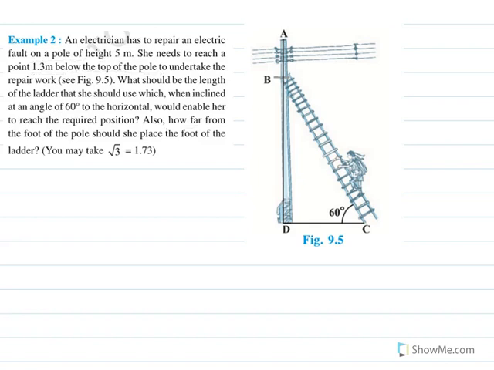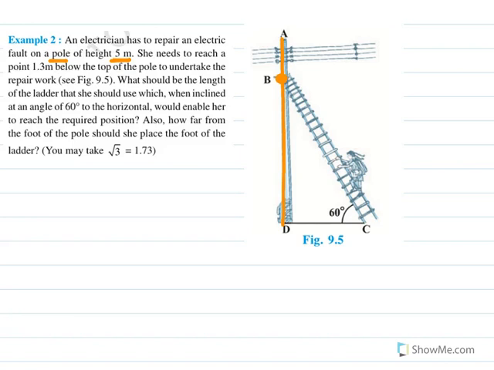So here we have an electrical pole which is 5 meters tall. So our electrical pole is represented by AD. So this is AD, the electrical pole. Now this electrician has to repair, and the fault is not at the top of the pole, but the fault is 1.3 meters below. So the fault is at point B here. Here is the fault at point B.